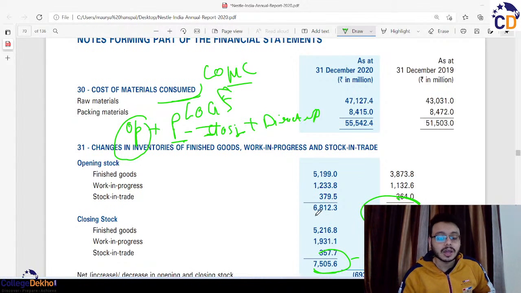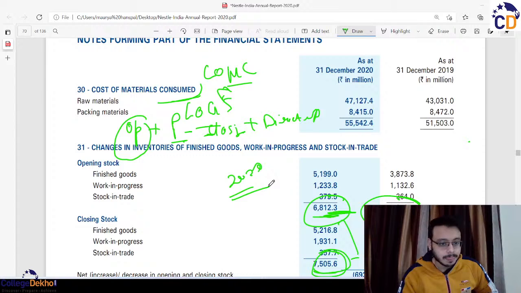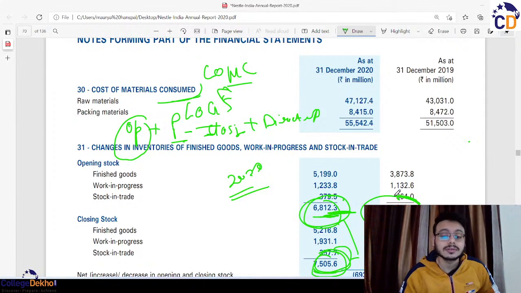यहाँ पे तुम देख सकते हो, अगर हम ये वाला सिनेरियो भी देखें, दिस इज 19, दिस इज 20, राइट? जो 19 का क्लोजिंग था वो 20 का बन गया ओपनिंग. फिर इस साल कुछ खरीदा, कुछ बेचा, फाइनल क्लोजिंग ये हो गया. सो इफ यू आर टेकिंग इनटू कंसिडरेशन 2020, this would be your opening stock and this would be your closing stock, right? For 2019, this would be the opening stock and this would be the closing stock.